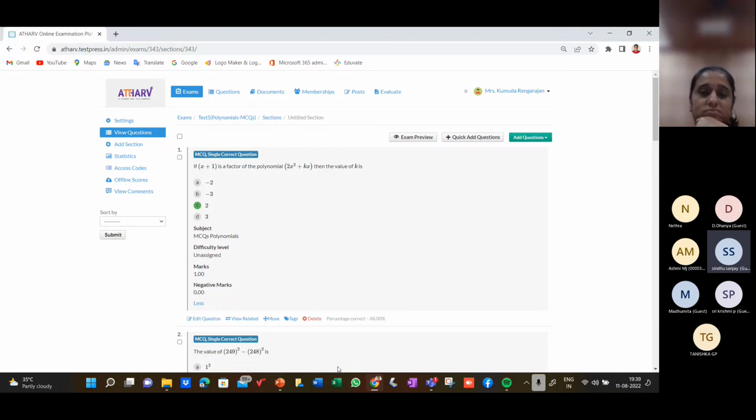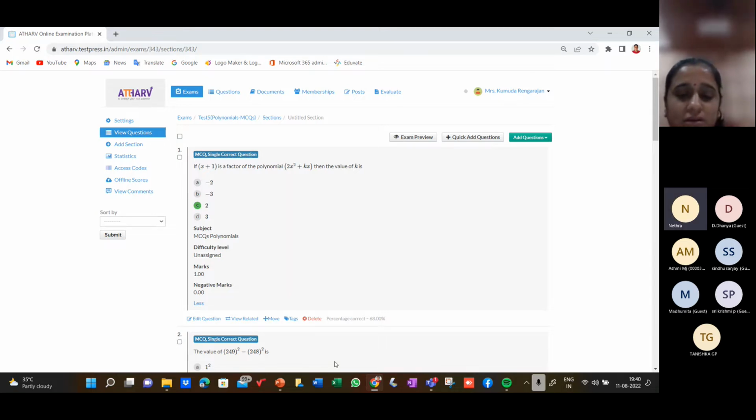Ma'am, we have to put x plus 1 is equal to 0 and we will get x is equal to minus 1. We should find p of x and substitute. Very good. Yeah, you must say let p of x be equal to 2x squared plus kx. Then x is equal to minus 1. Because x plus 1 is a factor, p of minus 1 is equal to 0. So it will be 2 into minus 1 the whole square plus k into minus 1 is equal to 0. If you work that, you will get the value of k.